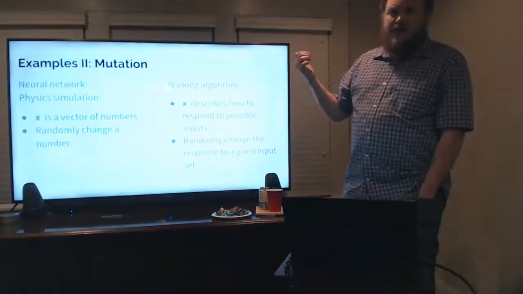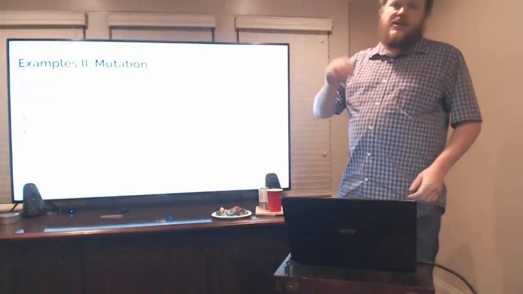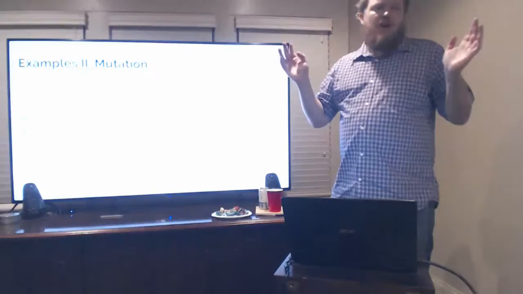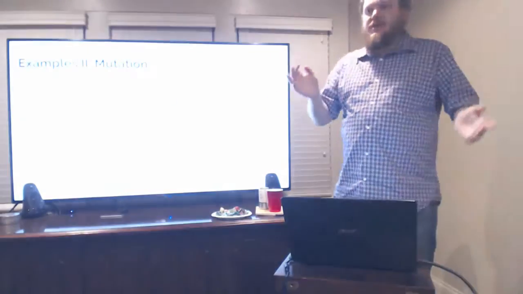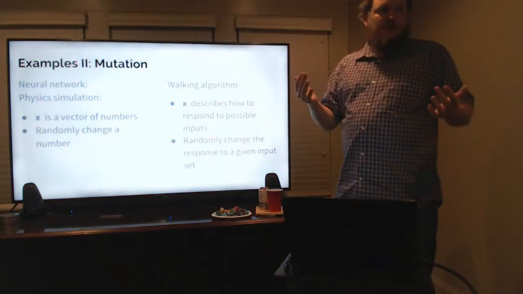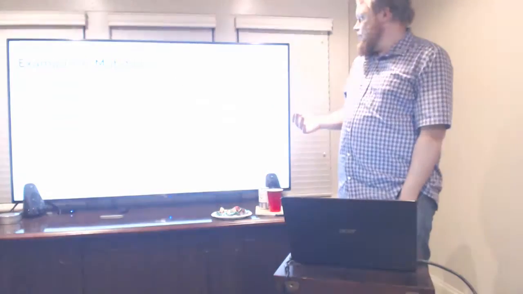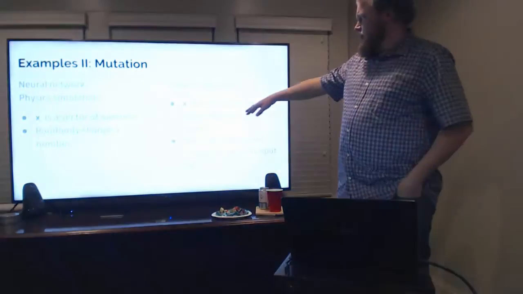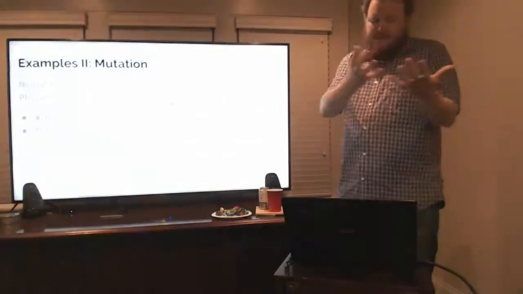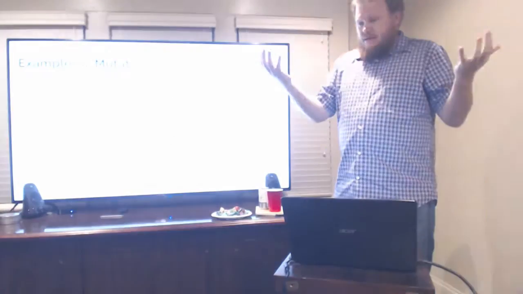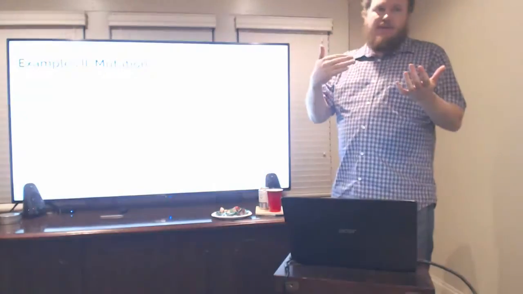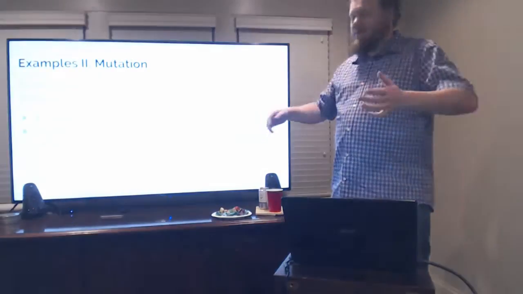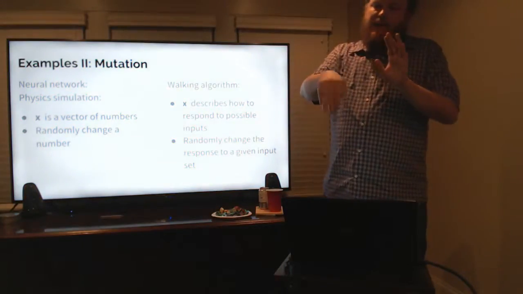In the neural network, in the physics simulation, you can just randomly change one of those values. You can just look and say, hey, what if this weight was 200, or what if the beam energy was 20? And then look to see if that helps your model or hurts your model. In the walking algorithm, you have basically a vector of inputs, and then what responses you should have to those inputs, right? You could just randomly say, well, instead of moving the leg up when we do this, move the leg down, and we'll see if that makes it any better.